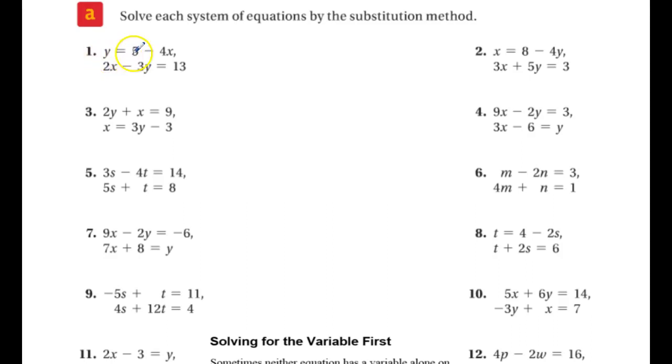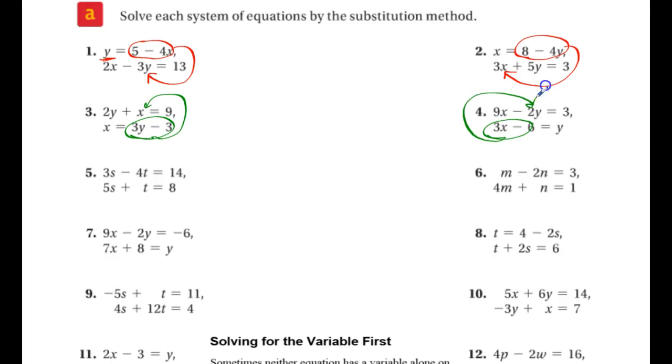It looks like for this first problem, the top y is already solved for, so I take this top y value and plug it into the bottom. Same thing here for number 2. Take that top x, but plug it into the bottom for the bottom x. For this one, I would take the bottom, and that's the value of x, and I'd plug it into the top. And again, the bottom, I'd plug it into the y value up top.